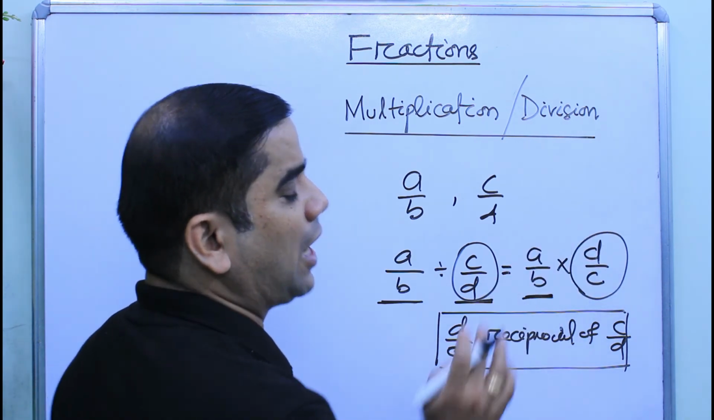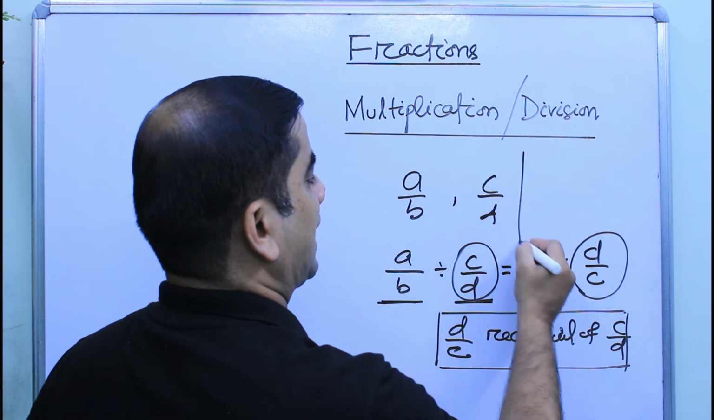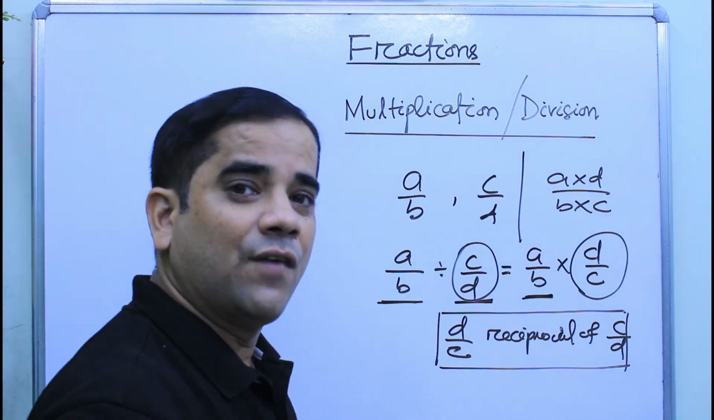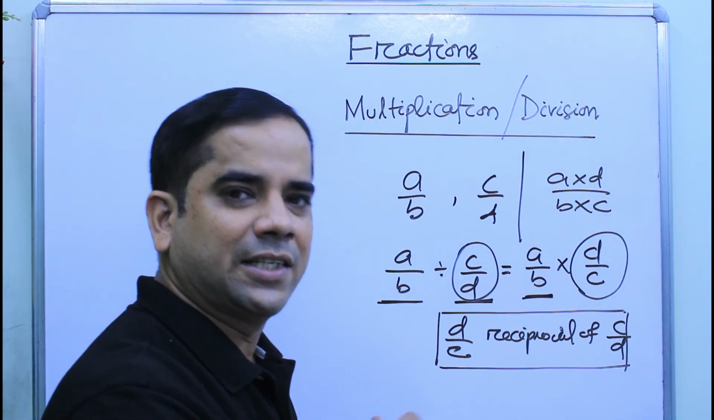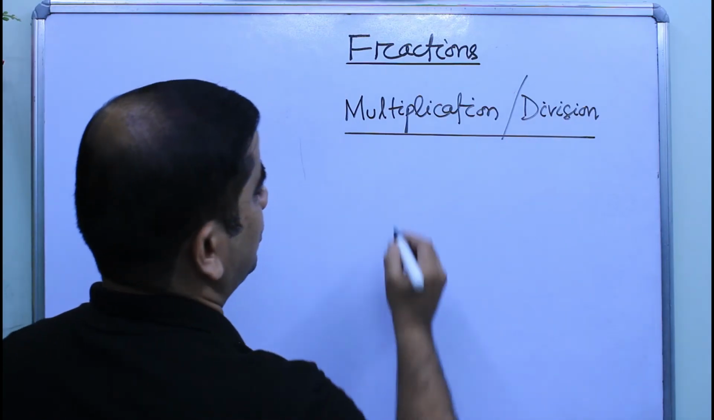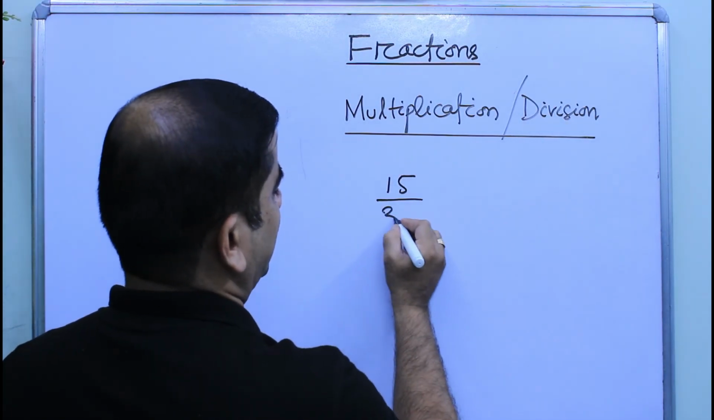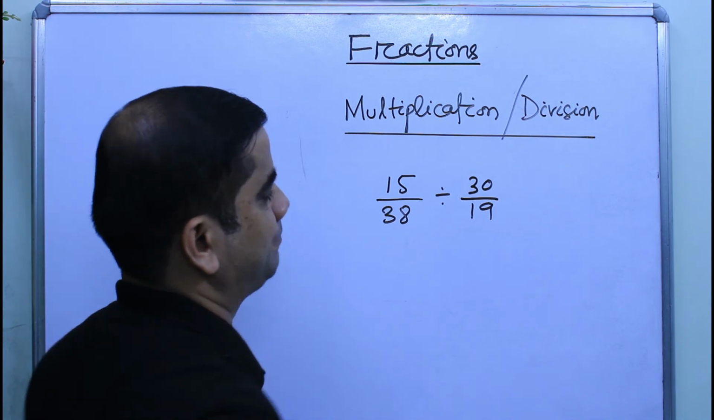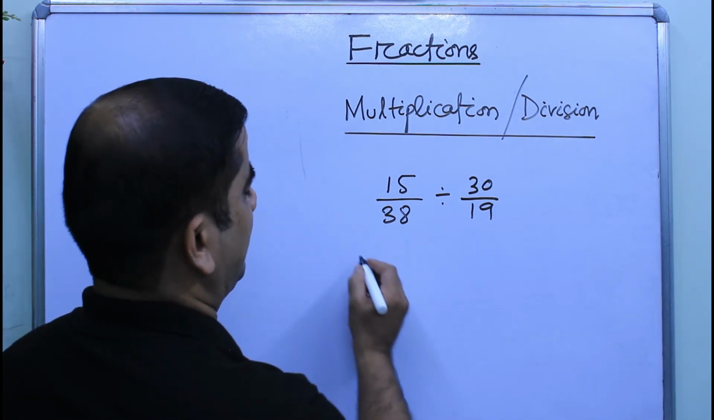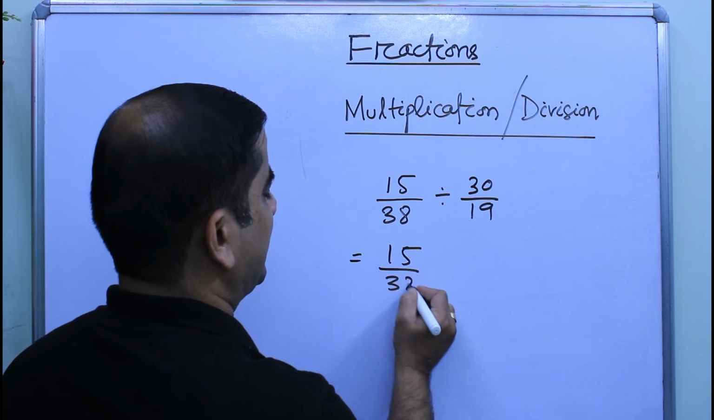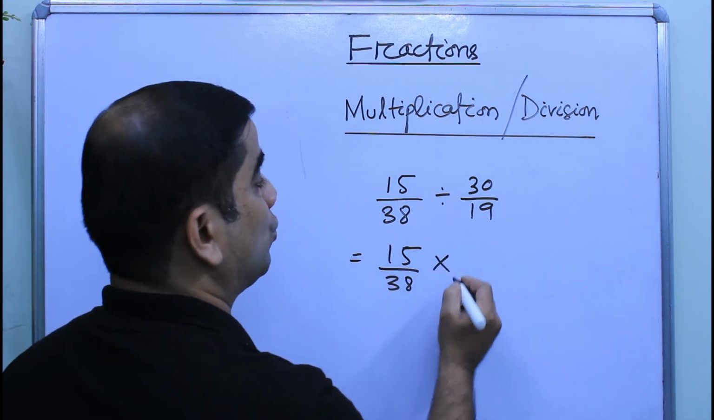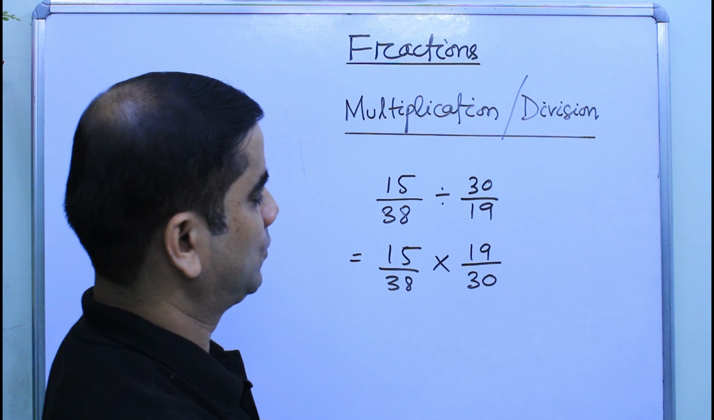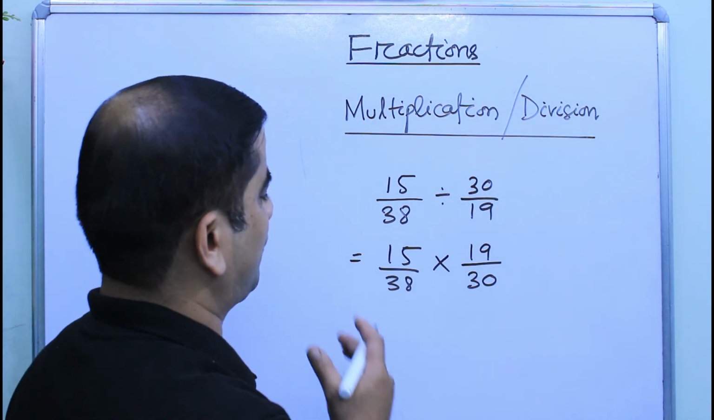Then we need to follow the same procedure as for multiplication, that is a into d divided by b into c. Then we will find the answer for the question. So let us discuss some examples. Suppose we have the fraction 15 by 38 which is to be divided by 30 by 19. What happens here? We need to write 15 by 38, it remains the same, into the reciprocal of 30 by 19, that is 19 by 30. Now we need to follow the procedure of multiplication.